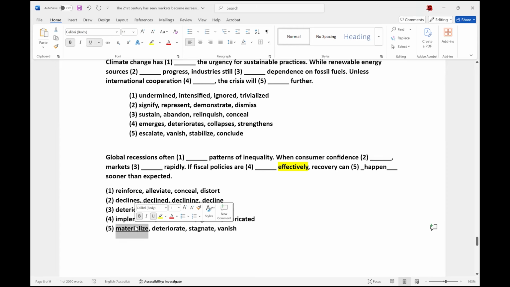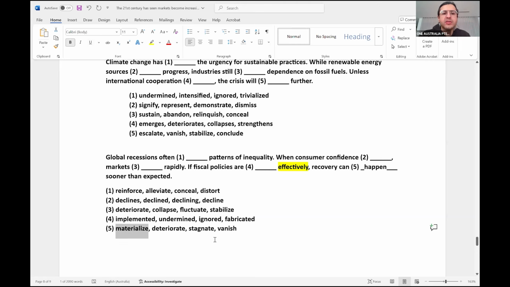Materialize means something concrete happens. Your dreams will materialize when you get the permanent residency of Australia. Means they will come true. Materialize means to happen, to come true. So that is the meaning. Deteriorate is a negative word. Deteriorate means from bad to worse. And what is the meaning of stagnate? Have you heard the word stagnation? Stagnate means what? Stuck? Like a stop. Stable.